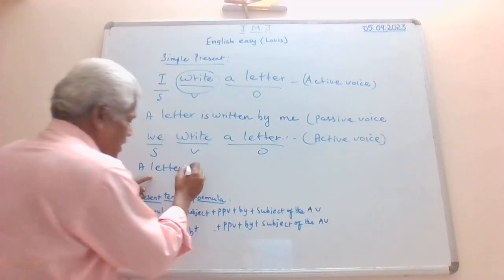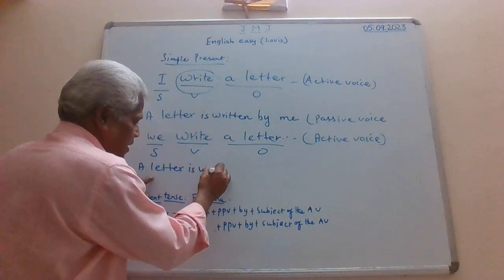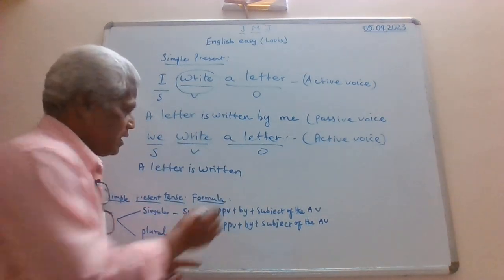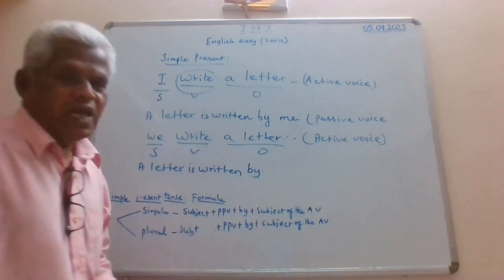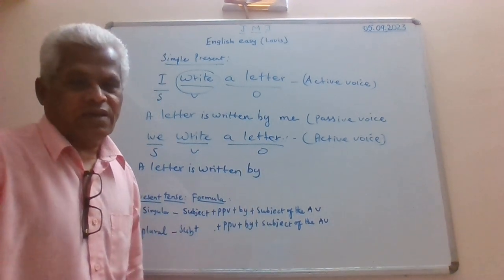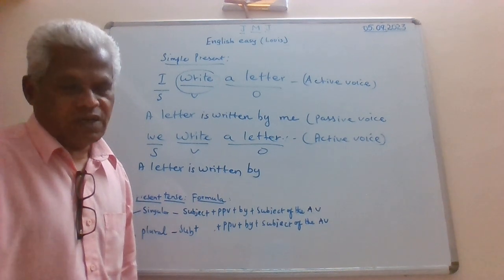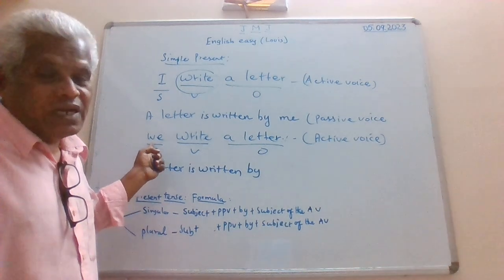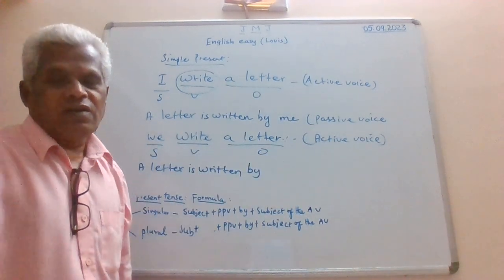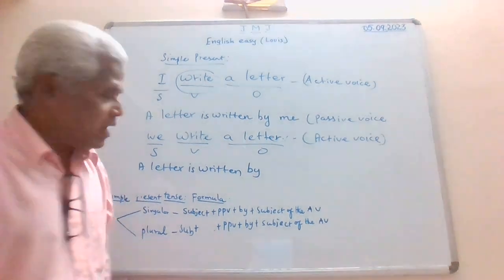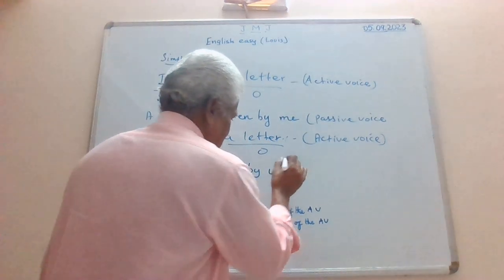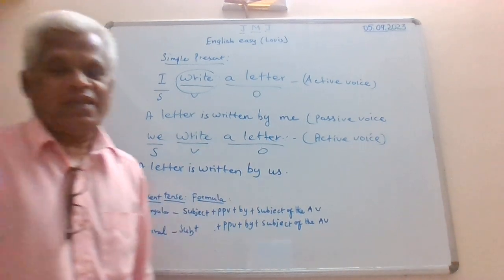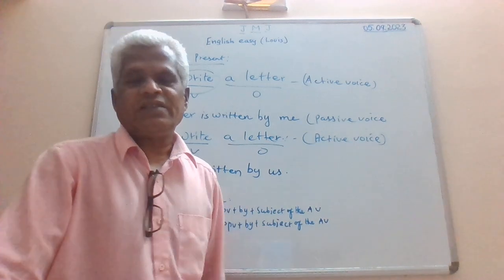Okay? So, a letter is written. Written is the past participle form of the verb write. Then, the preposition by, and now comes the main word. What does it mean? We. We is the first person plural and that is changed into objective pronoun. So we becomes us. See, a letter is written by us.